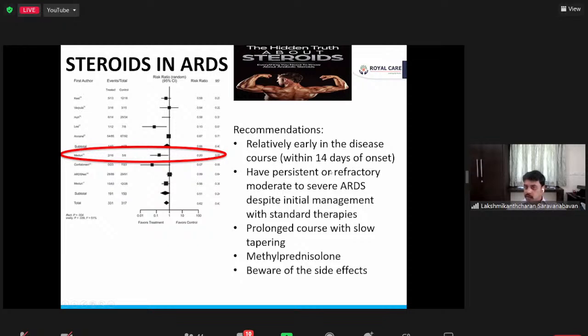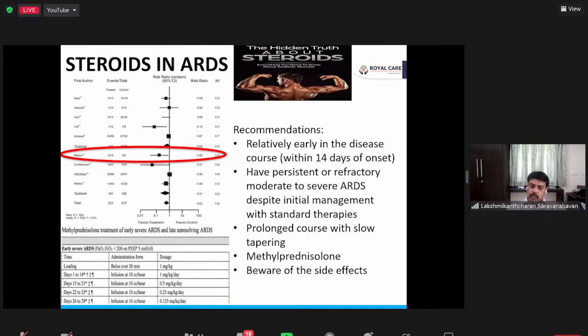Based on this Meduri trial, what was recommended is that it can be used early in the disease course, that is within 14 days of onset, if the patient has persistent or refractory moderate to severe ARDS despite initial management with standard therapies. A prolonged course has to be given with slow tapering. Drug of choice is methylprednisolone, and beware of the side effects.